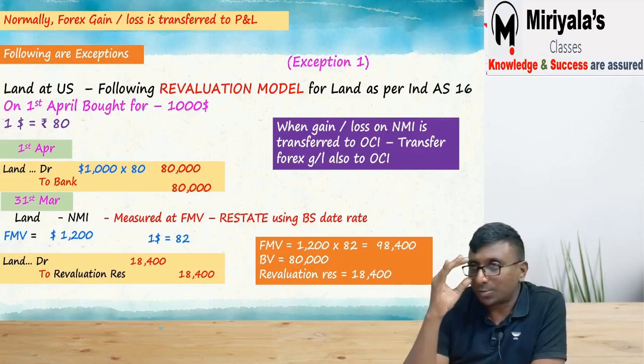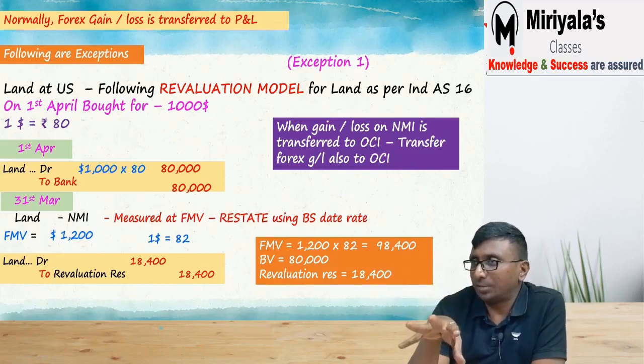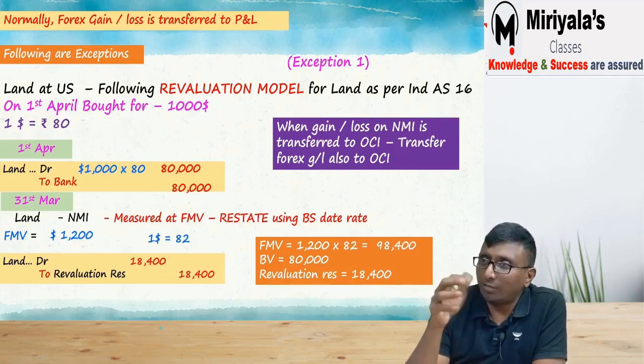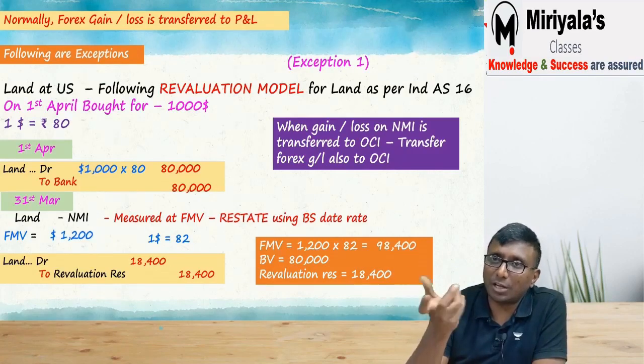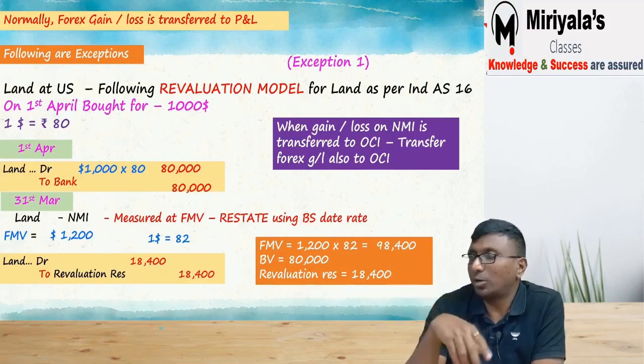This is a basic exception. Normally, foreign exchange gain or loss is transferred to P&L. But where the revaluation gain or any such gain is classified under FVOCI, for example an equity share, it is possible. A debenture can also be classified under FVOCI. Investment in debenture is a monetary item.